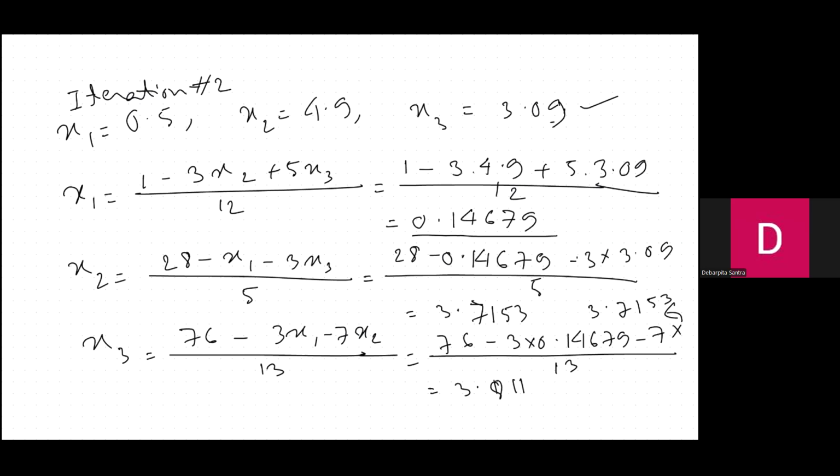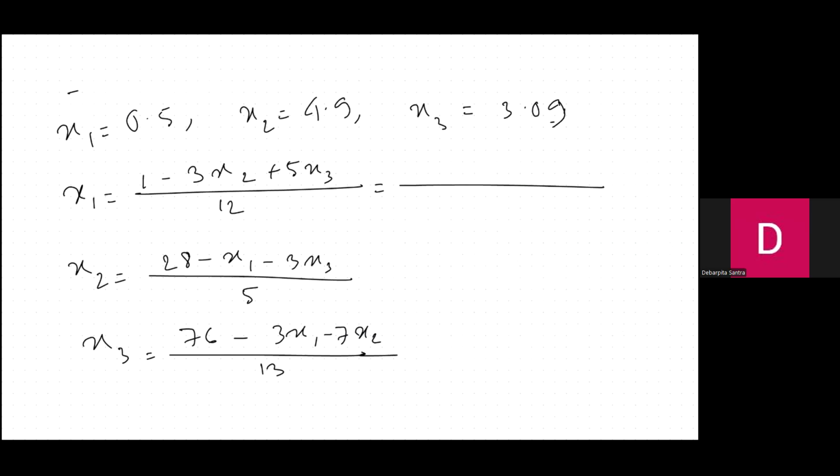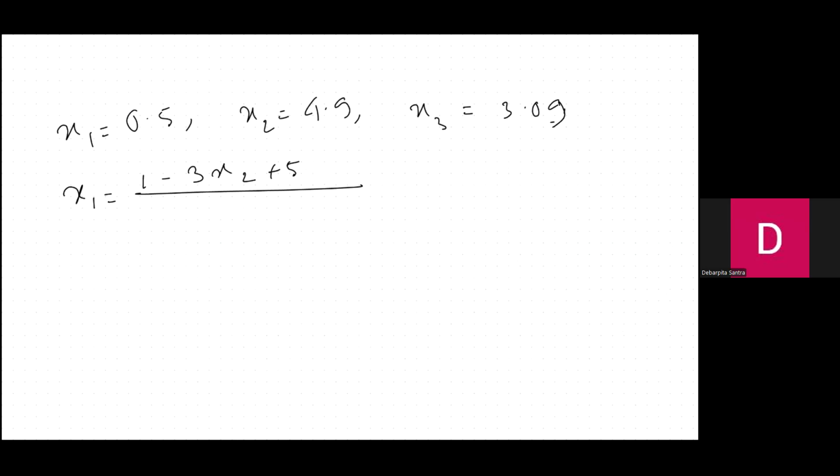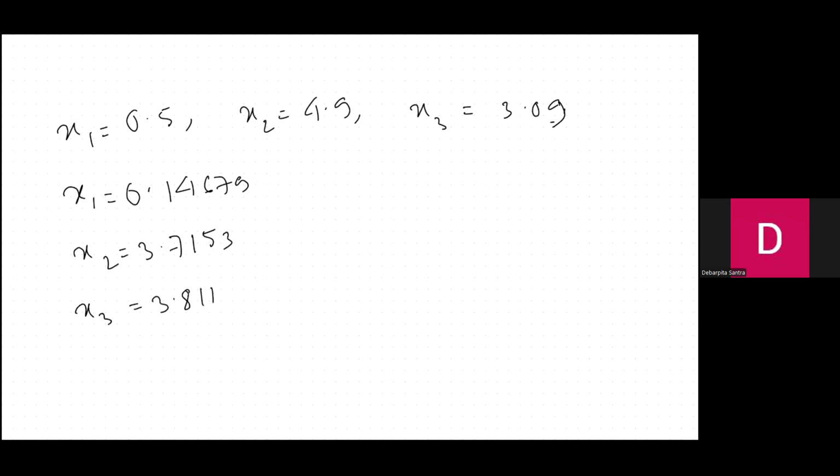Now these are the updated values of x1, x2 and x3 after iteration number 2. So what is the value of x1? The value of x1 is, as you have obtained, 0.14679. The value of x2 is 3.7153. The value of x3 is 3.8118. Okay. Now you find out the error.